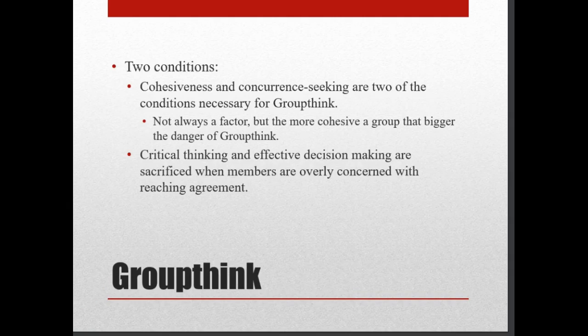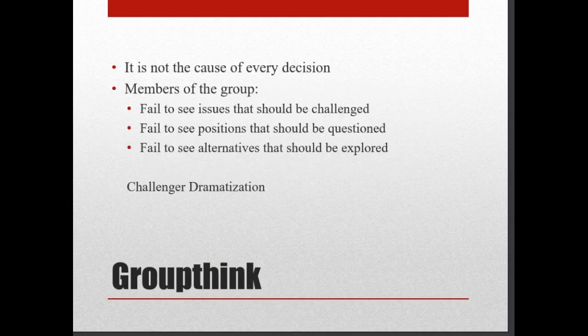So there have to be a couple of conditions for groupthink to occur. One is the group has to be really cohesive. So they have to have worked together for a while and have a really high task and social cohesion. And then they have to be seeking agreement. So those 2 conditions, cohesiveness and concurrence seeking. It doesn't always have to be a factor, but most of the time those 2 are. Critical thinking and effective decision making are sacrificed when they're trying to reach agreement, when that's the ultimate goal.